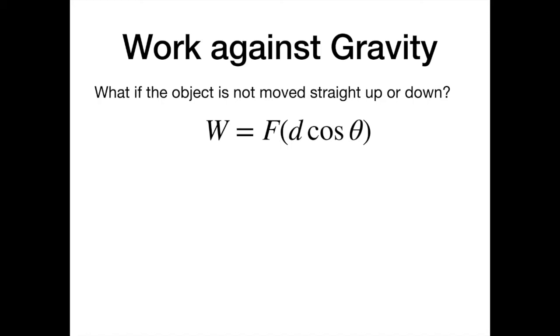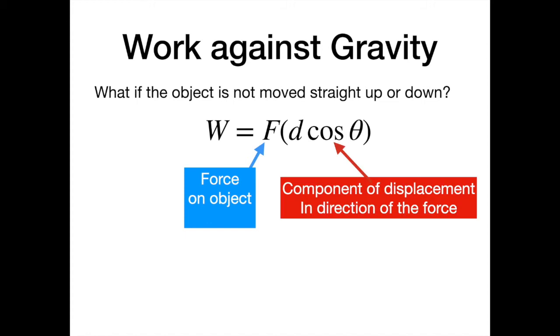Well, we can see what happens in that case by grouping the terms in our definition of work slightly differently. So here I have the force on the object, and I have the d cosine theta grouped together. Now rather than breaking the force into components, I'll break the displacement into components. Only the displacement that's in the direction of the force or opposite to the direction of the force will matter. Anything that's perpendicular to the force will not matter for the amount of work that's done.